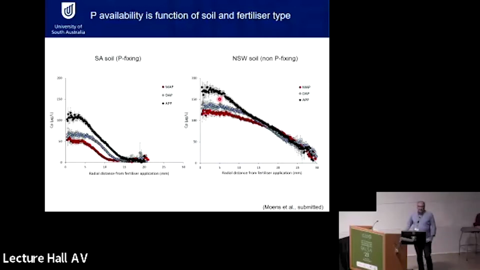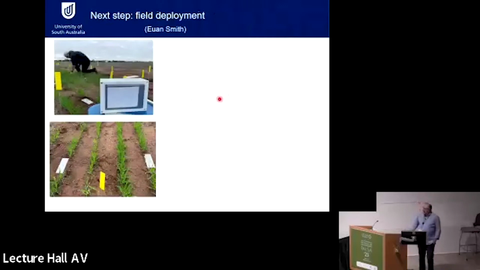So we start to get this kind of information and then help us to understand better what is the chemistry that controls phosphorus availability at the microscale in 2D.